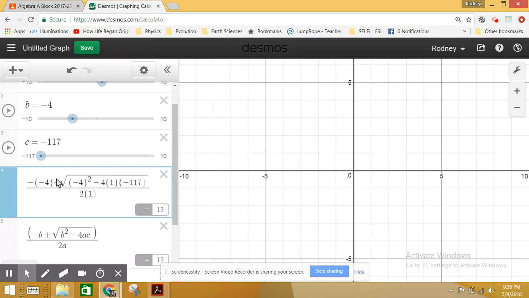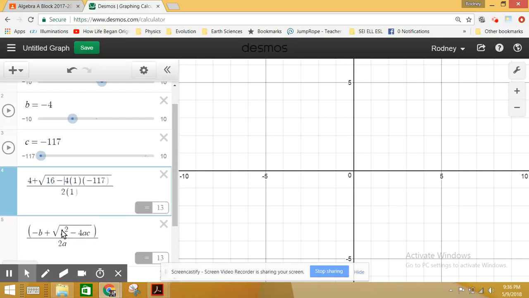Let's prove it all. So this, I plugged in my negative b, and negative of negative 4 is positive 4. So let's simplify that. Negative 4 squared is 16. Then I've got 4 times 1 times negative 117. So the 1 can go away. Since this is negative, I'm going to be doing a minus a negative. So this is going to end up being plus a positive. Well, let's deal with that in a second.